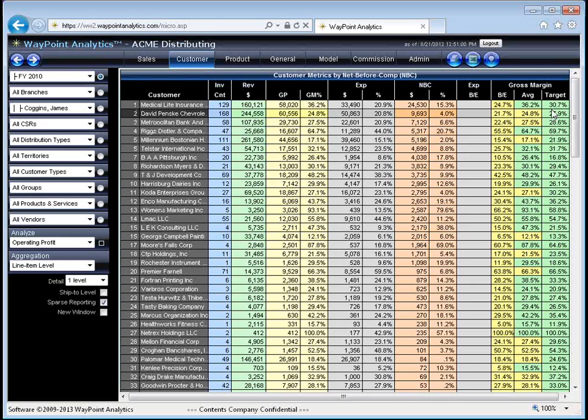In cases where we're already overachieving the target, we just leave this green and say, hey, it's fine, just leave it the way it is, and let's go with it.